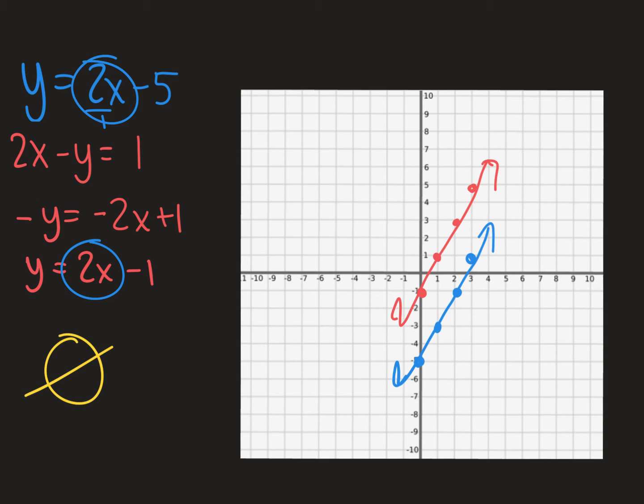Later on in other methods, you don't have to do any work, but solve by graphing means I gotta see a graph. You might anticipate that it's going to be no solution because the slopes are the same, but you still gotta draw the pictures.